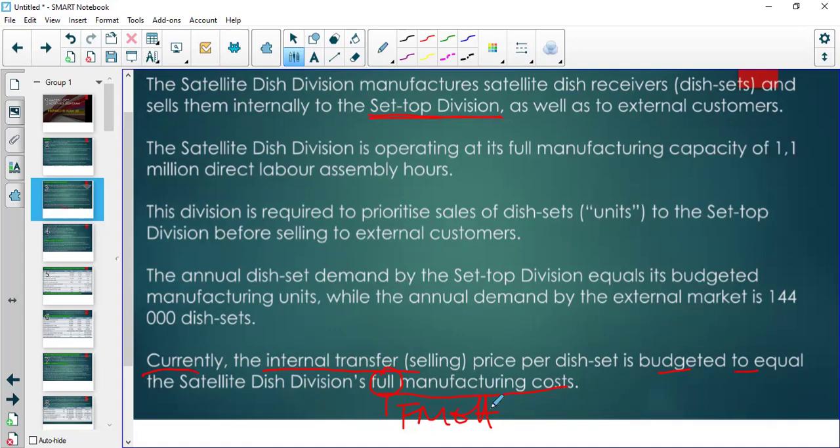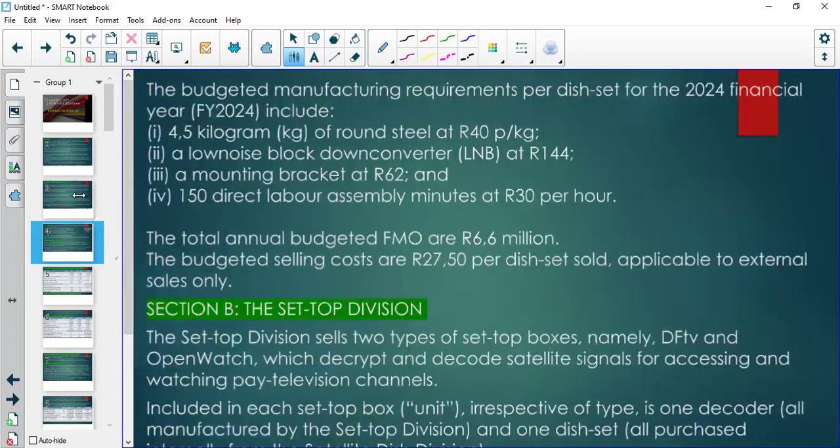Right. So let's look at the manufacturing cost. So the budgeted manufacturing requirements per dish set, right, it's going to be 4.5 kilograms of round steel at 40 rand per kilogram. So this is your standard price, right? This is your standard quantity. And we told you that the standard cost per unit is going to be determined as your standard quantity multiplied by the standard price. So the standard quantity is 4.5 kilograms per dish set.